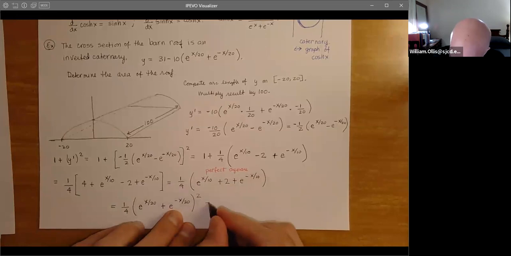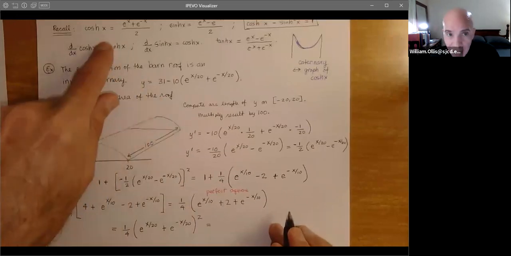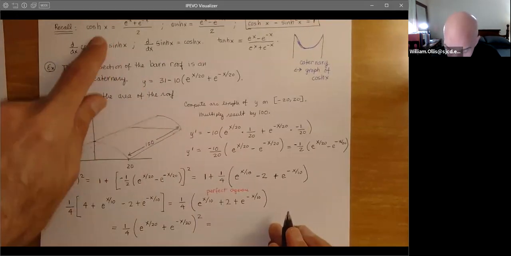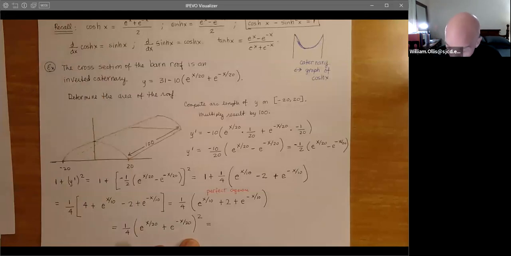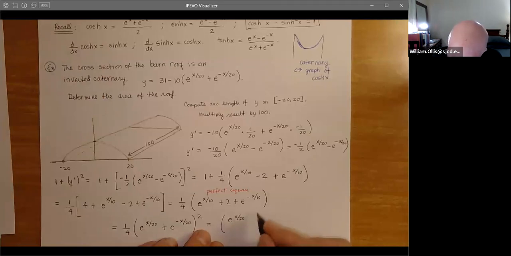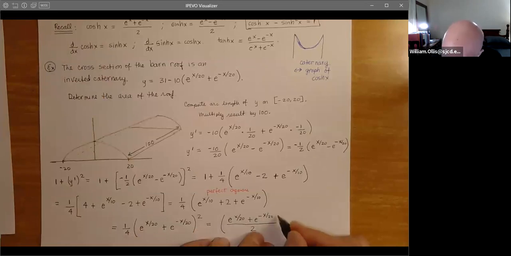But now, look, this is giving us exactly this function. That's why I wrote these down. So now you can bring the 4 in and square root it. So we get e to the x over 20 plus e to the negative x over 20, divided by 2, quantity squared.